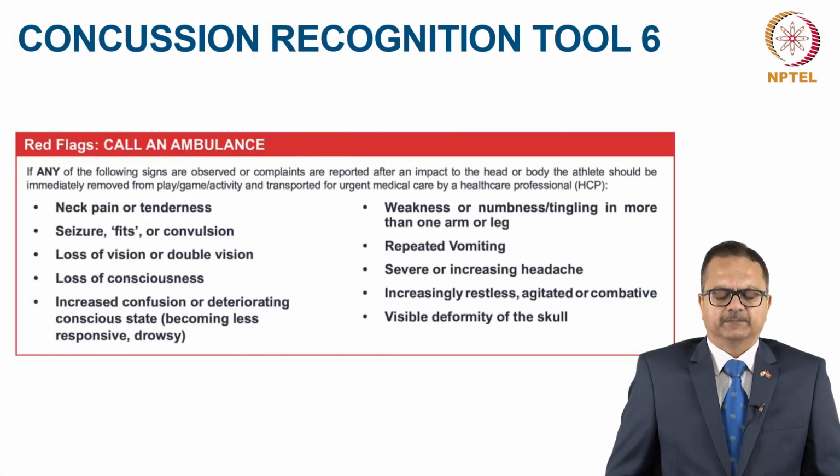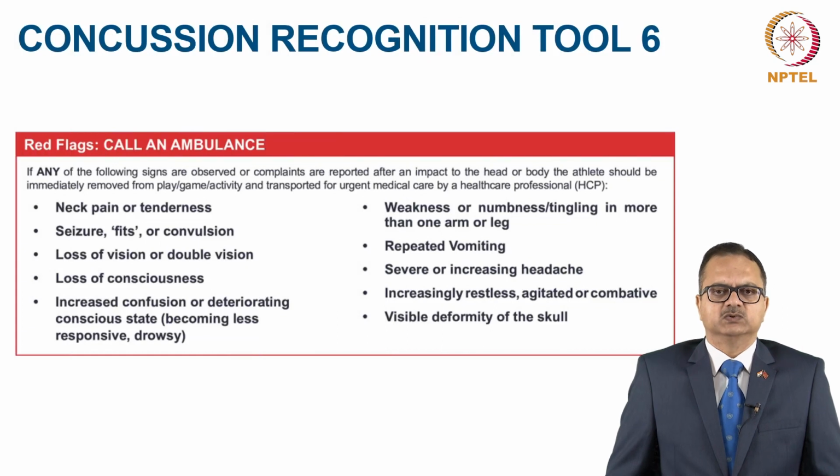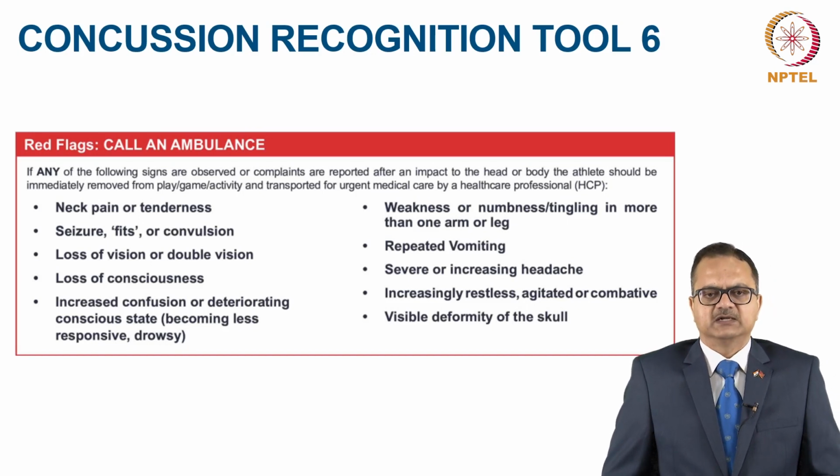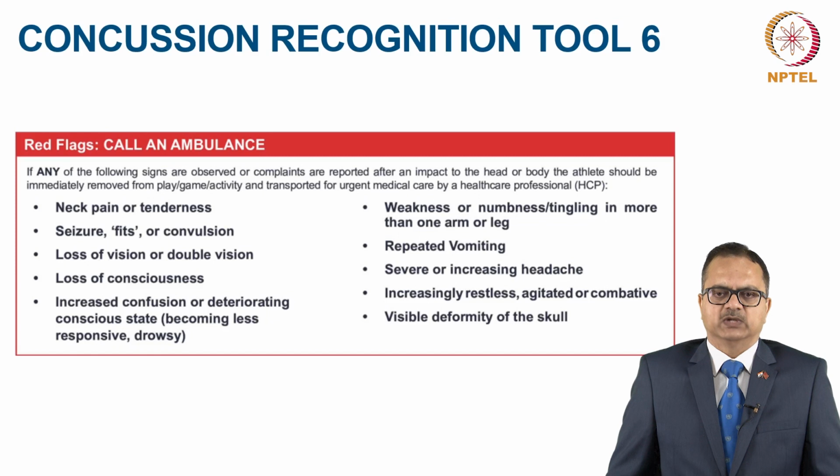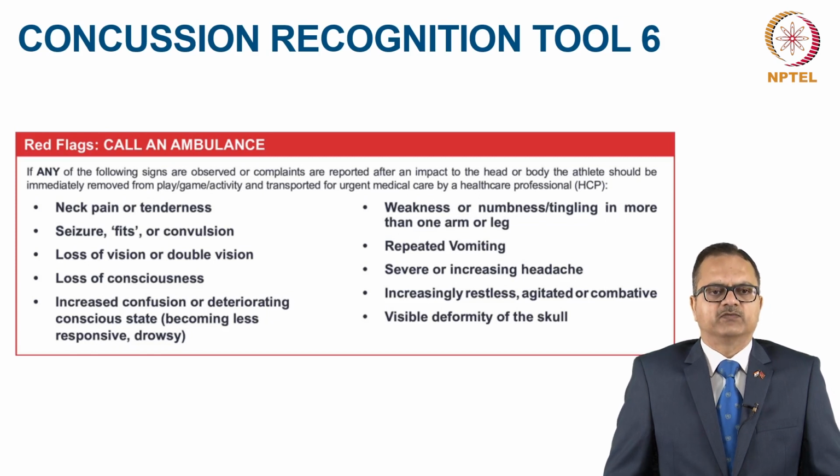So how does it look? When you look at the CRT6, the first thing you will see is something called a red flag or call an ambulance. If any of the following signs are observed or complaints are reported after an impact to the head or body, the athlete should be immediately removed from play or game activity and transported for urgent medical care by a healthcare professional.